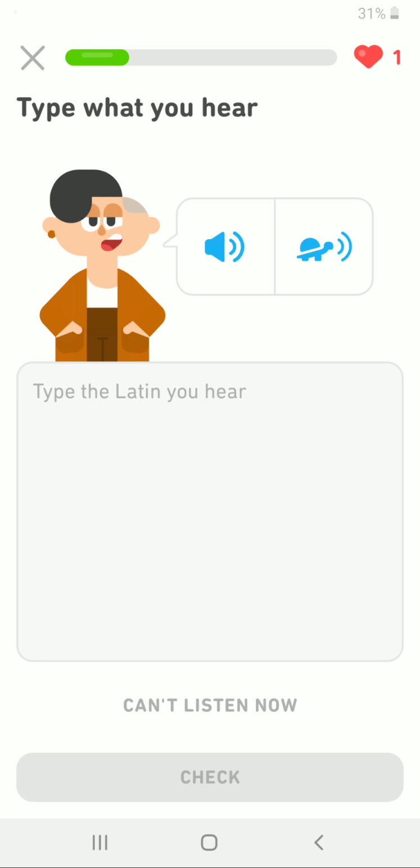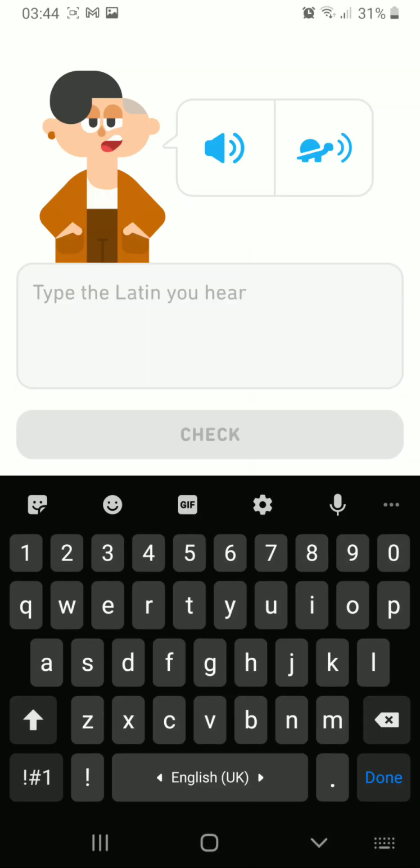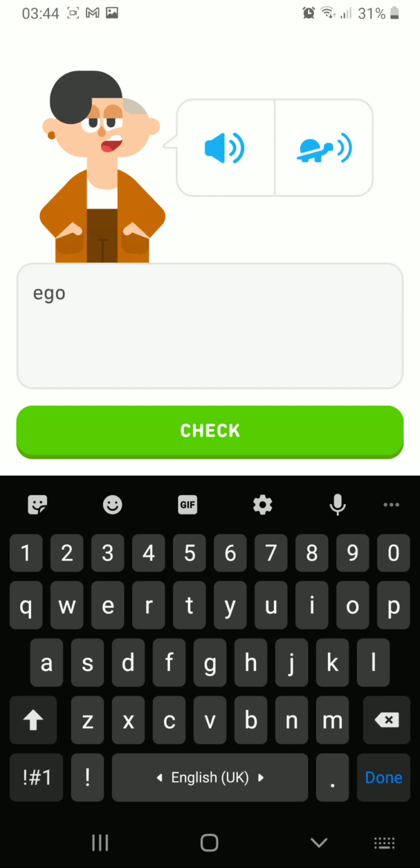Ego literis latinis studeo. What? Ego literis latinis studeo. Ego. Ego literis latinis studeo. Literis. Literis or literis? Ego literis latinis studeo.